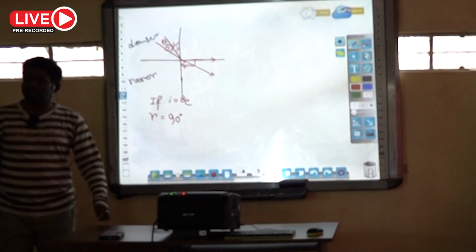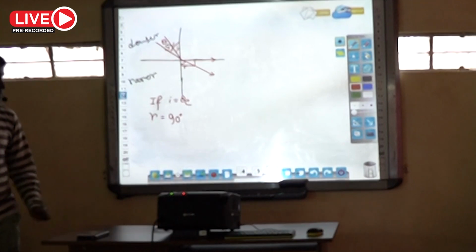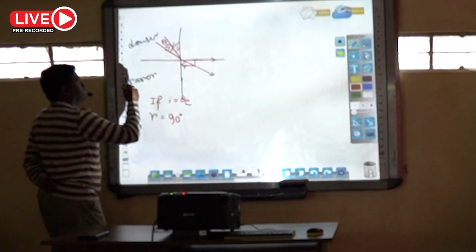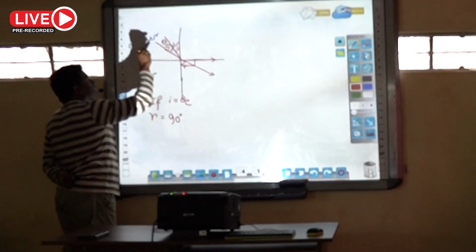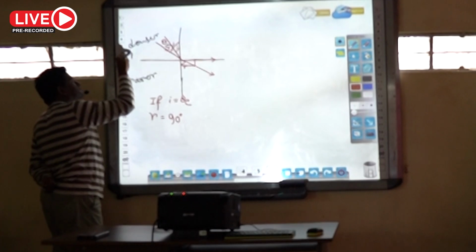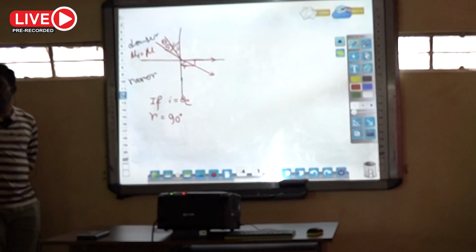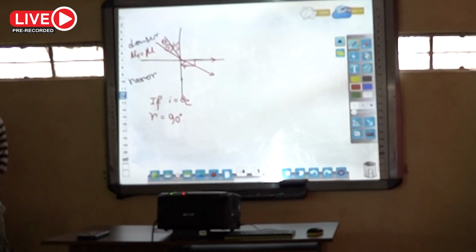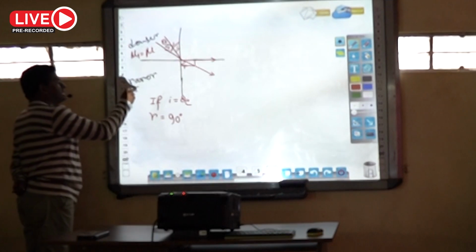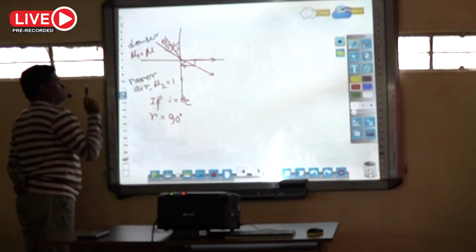R will become 90 degree. Now, since I consider this is the denser medium, I consider its refractive index as mu1 equal to mu. This is considered as the denser medium. Suppose glass. So, refractive index mu1 is taken as mu. The second medium is considered as air. So, its refractive index mu2 is taken as 1.